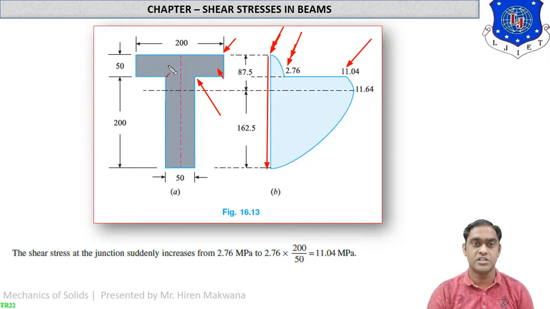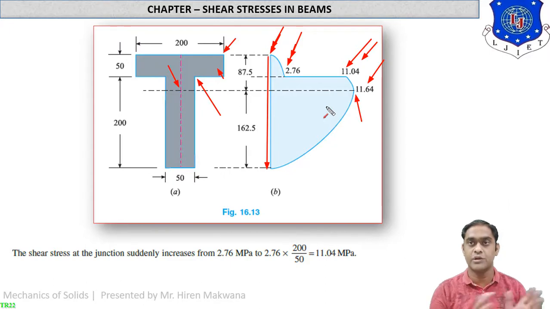Then we will calculate the shear stress at the center of gravity, which will give you the highest answer, 11.64, by the formula. So we have to calculate 11.04 and 11.64. These two values are remaining as they are. The rest of the distances were calculated earlier. Let us find the shear stresses at the inside corner and at the center of gravity.